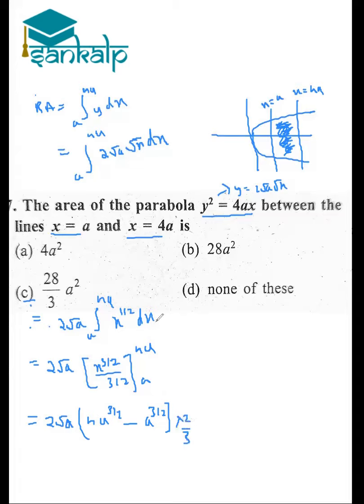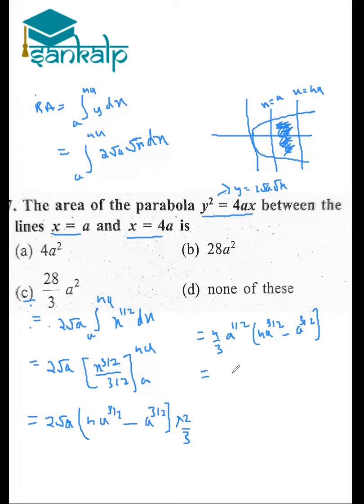Simplifying it further, we get 2 root a is nothing but 4 upon 3 a raised to 1 by 2 into 4a raised to 3 by 2 minus a raised to 3 by 2. So 4a minus 3a raised to 3 by 2, into 3.